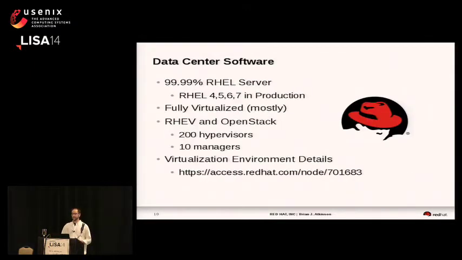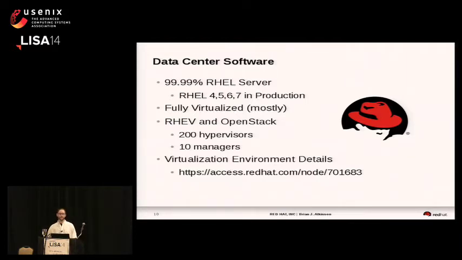On the data center software side, as you can imagine, we run RHEL. We're currently today supporting RHEL 4, 5, 6, and 7. We've successfully moved away from all of our RHEL 2.1 and RHEL 3 OSs. Anyone still running 3 or 2.1? Yeah. All right. Red Hat Linux 7.